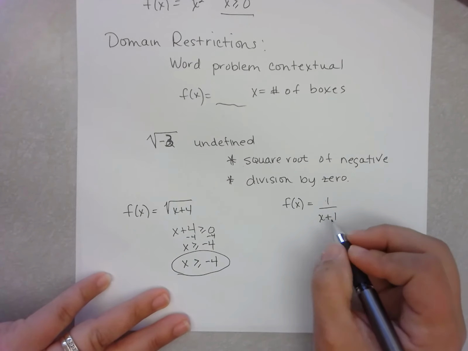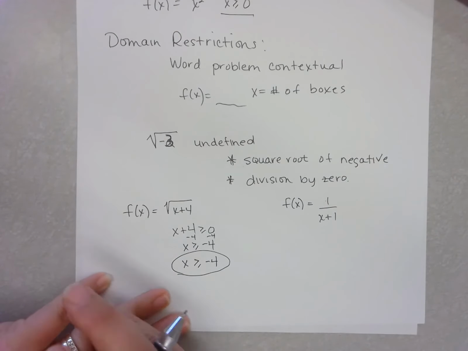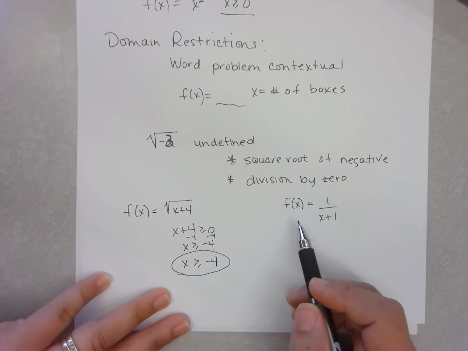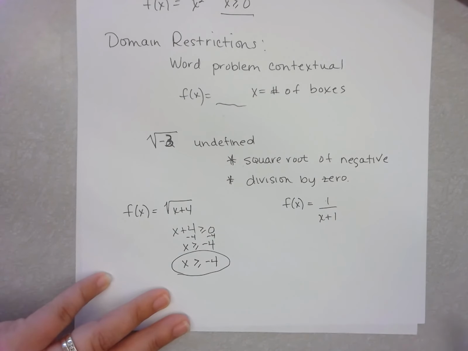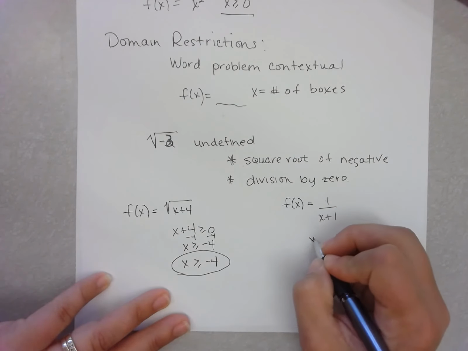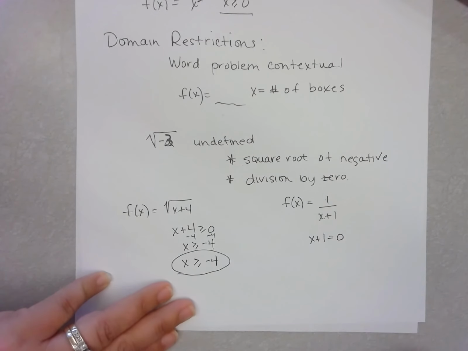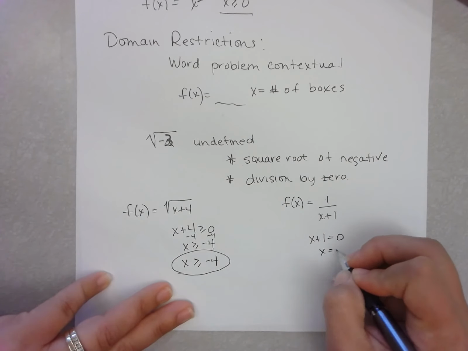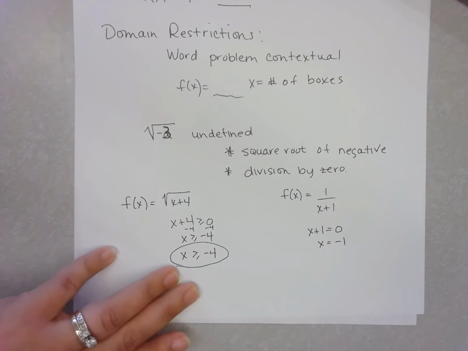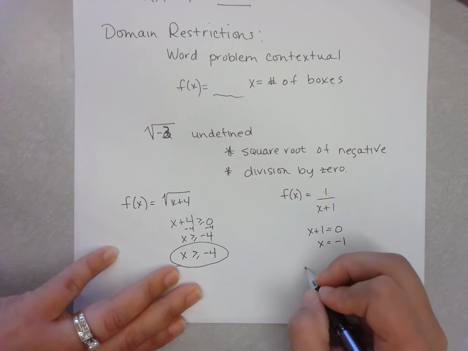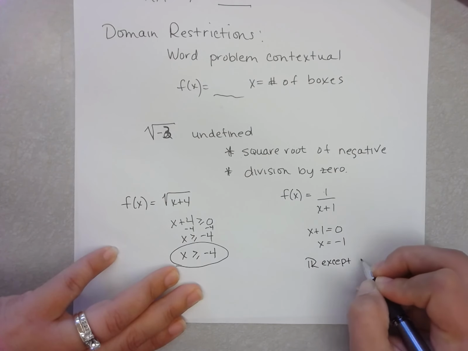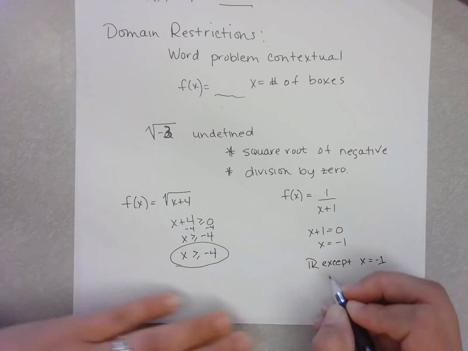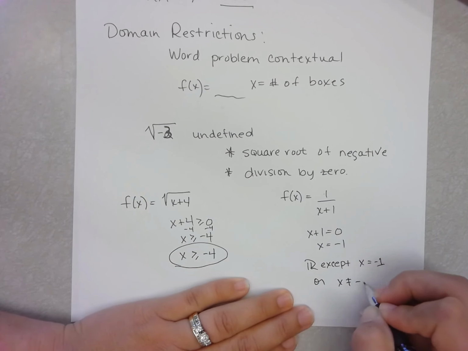Okay, so I'm allowed to use anything else, right? If I use 3, then I get 1 over 3 plus 1, which is 4. So I get 1/4 here. So I'm allowed to use all the other numbers. It's just that if x plus 1 is equal to 0, that's when my problem falls apart, because that's when I'm dividing by 0. So I find out here that x equals -1 by solving for x. That means here that my domain basically is all real numbers except x equals -1. Or I could say x cannot equal -1.